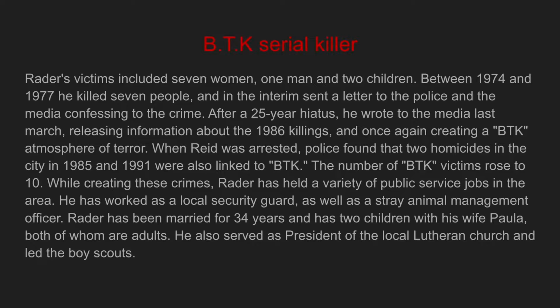Between 1974 and 1977, he killed 10 people. Then he wrote a letter to the police and the media confessing to the crime. After 25 years, he wrote to the media last March, releasing information about the 1987 killings and once again creating a BTK atmosphere of terror.